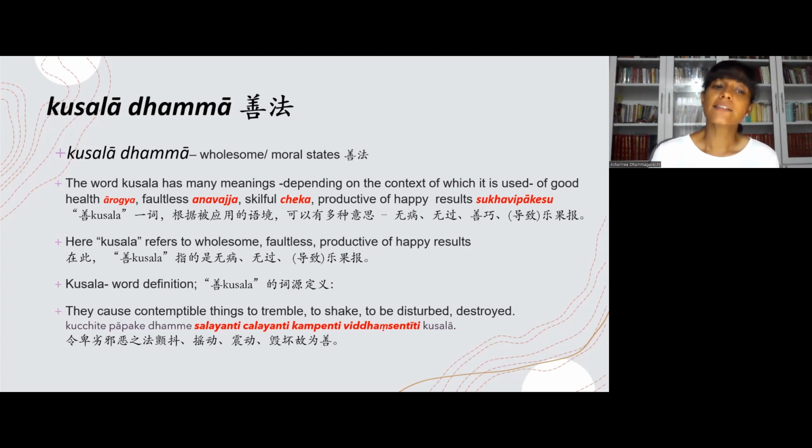Kusala, the word has a definition as well. And in Pali, it's mentioned as Kuchite Papake Dhamme Salayanti Chalayanti Kampenti Viddaṃ Sentiti Kusala. This means that these Kusala Dhamma causes contemptible things. The Kuchite Papake Dhamme, the detestable Papa Dhamma, to Salayanti, tremble, Chalayanti, to shake, Kampenti, to be disturbed, and Viddaṃ Senti, destroyed. They cause contemptible things to tremble, shake, to be disturbed, and destroyed.